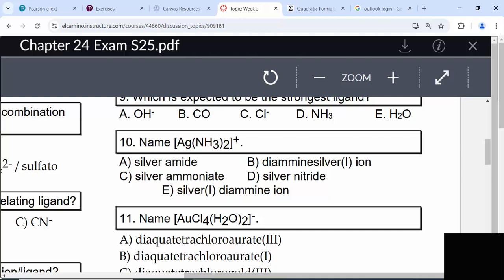All right, number 10. Name that. What is that called? Yeah, diamine silver(I) ion, B.